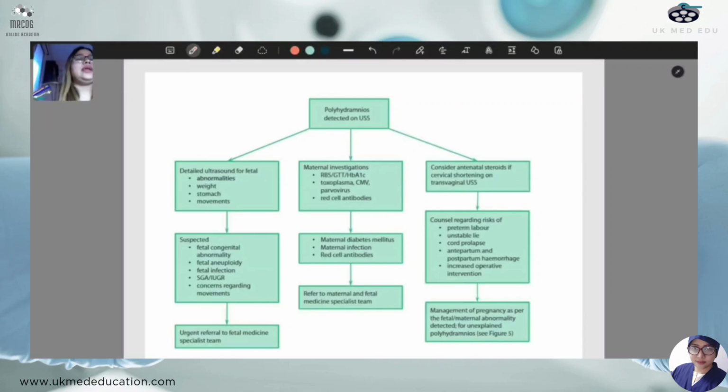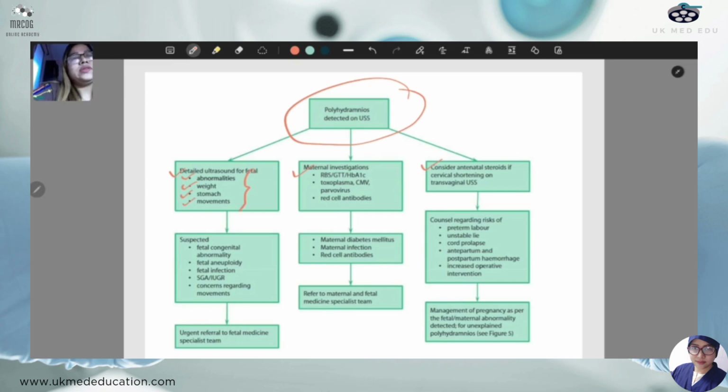So look at this slide. If any patient came to you with polyhydramnios already detected on the ultrasonography, then you have to follow 3 key steps. One is detailed ultrasound for the fetus, another is maternal investigation, and another is to assess the risk of preterm delivery. So in detailed ultrasound for the fetus, you have to assess the fetal abnormalities, fetal weight, fetal stomach size and shape, and fetal movements.